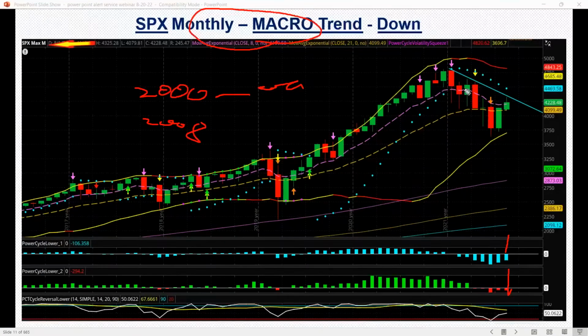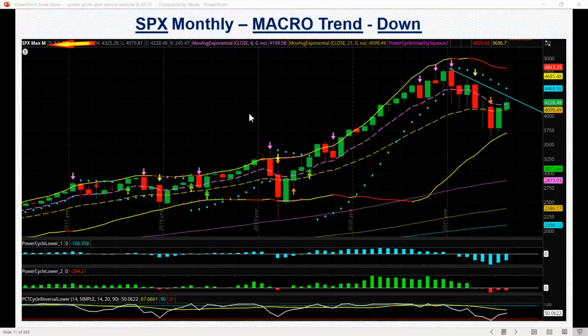So right now, the macro trend is still down. But within any trend, the markets will cycle up and down. The macro trend is down, and then we have that big movement back to the upside, cycling, you can call it a bear market rally, within this macro downtrend.